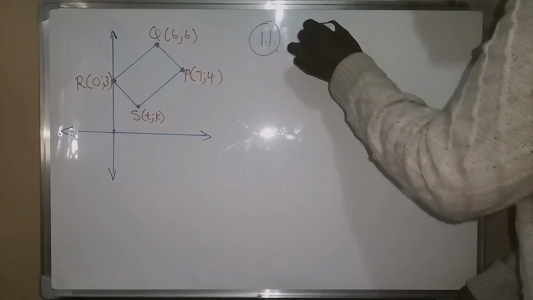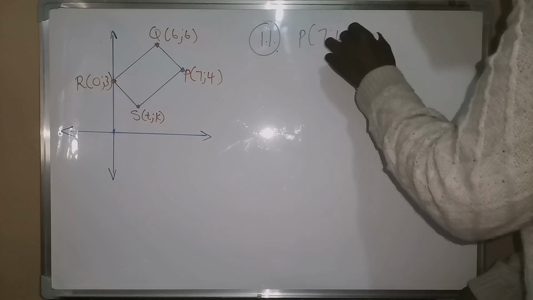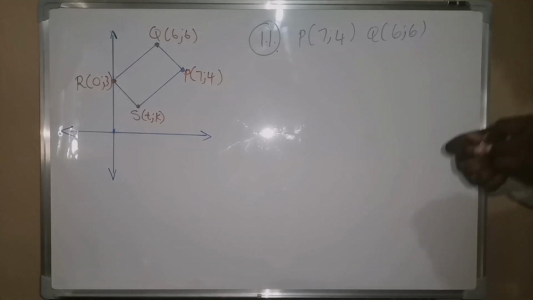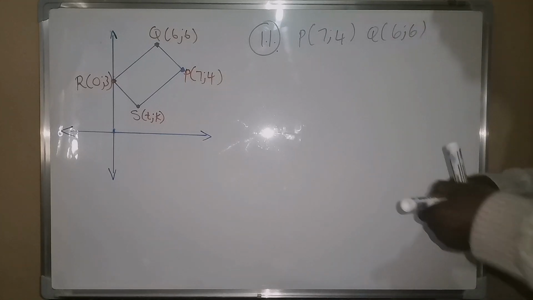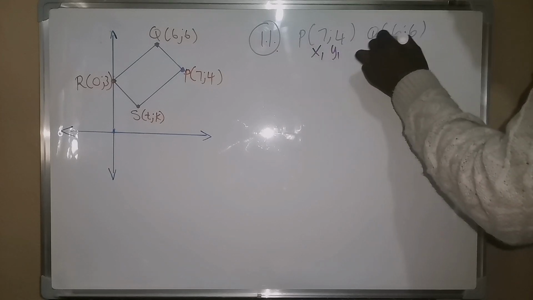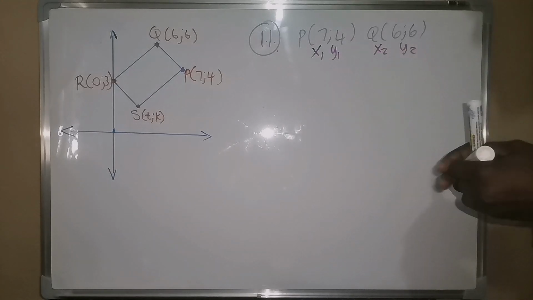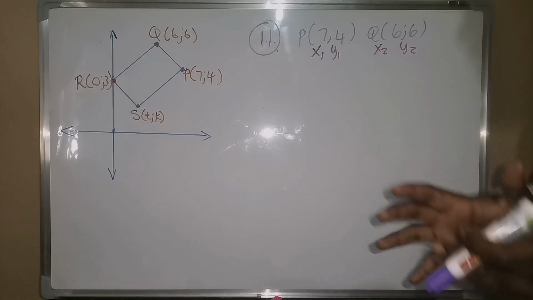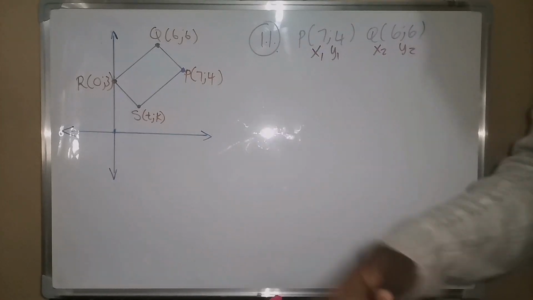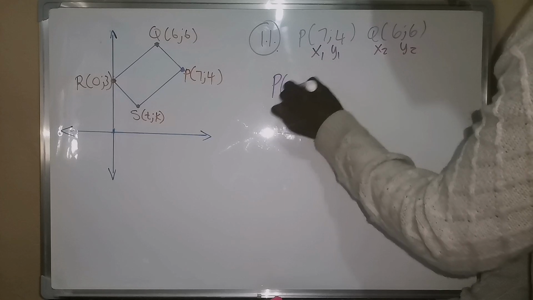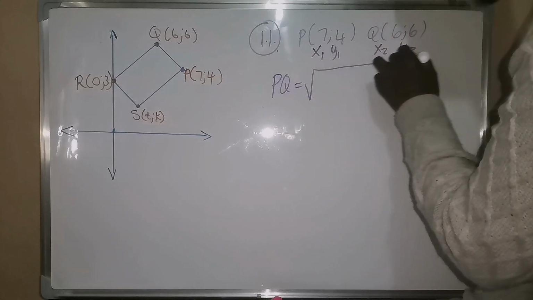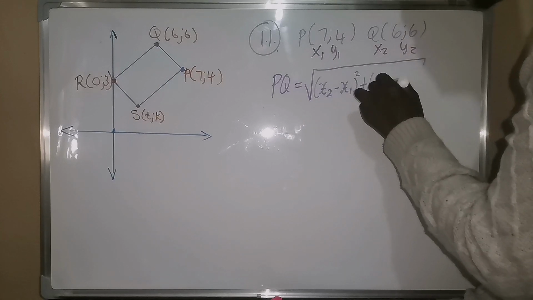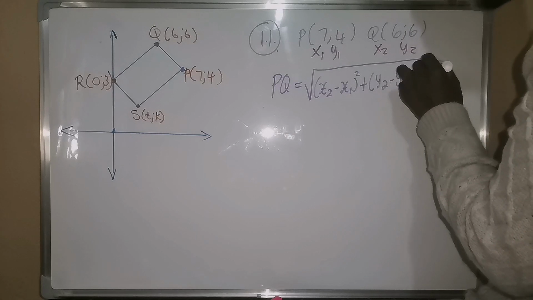For the length of PQ, P has coordinates (7, 4) and Q has coordinates (6, 6). Now, label your points. That's very important. You can say x1, y1, x2, y2. Then, for the length, you use the distance formula to find any length between 2 points. PQ is equal to the square root of (x2 minus x1) squared plus (y2 minus y1) squared.